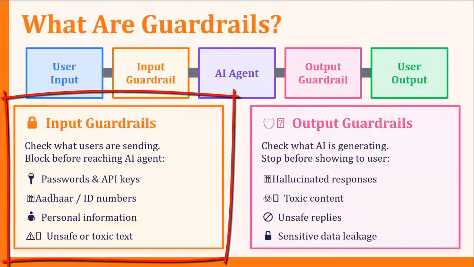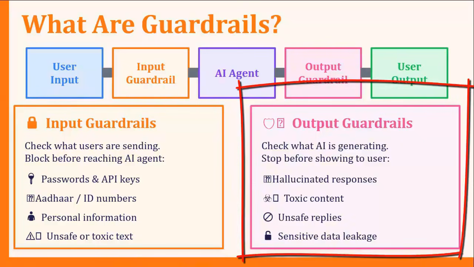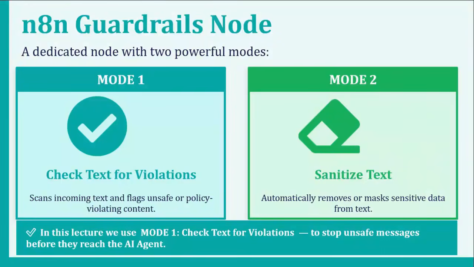Input guardrails check what users are sending into the AI system. For example, passwords, API keys, Aadhaar numbers, personal information, or unsafe text. This can be blocked before reaching the AI agent. Output guardrails check what the AI agent is generating. They help to stop hallucinated responses, toxic content, unsafe replies, or sensitive information leakage before the response is shown to the user. In n8n, we get a dedicated guardrails node.